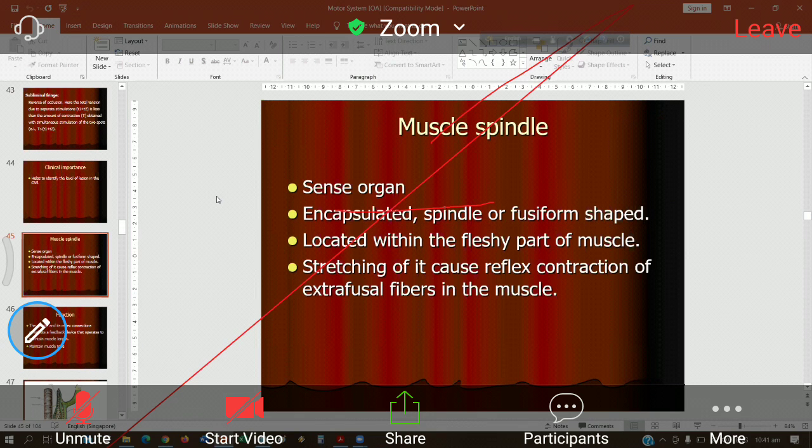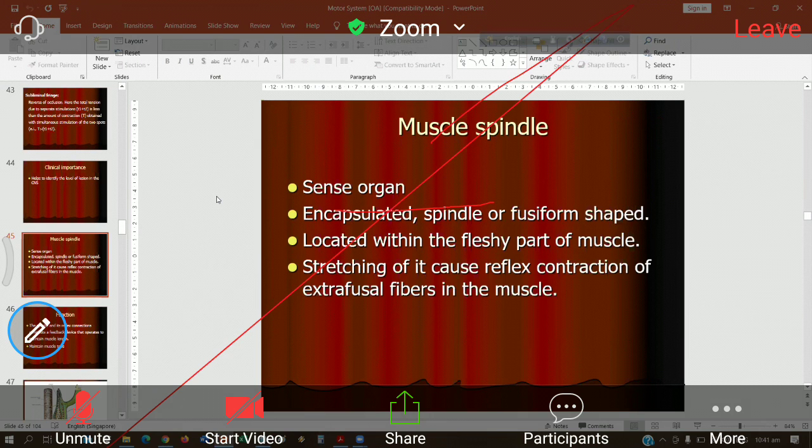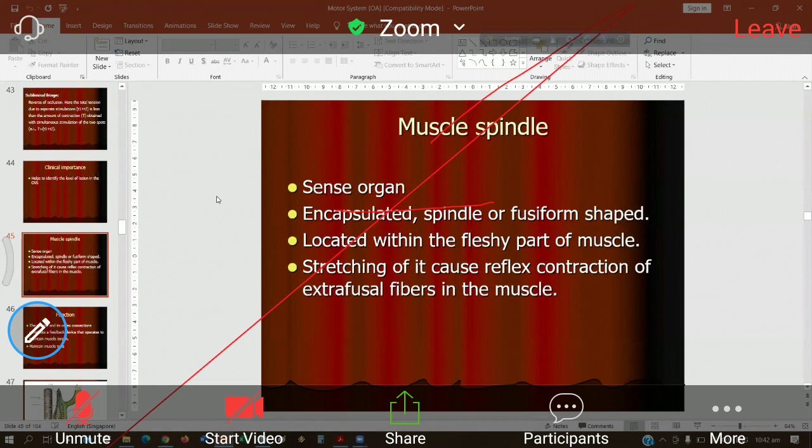But intrafusal fibers are very short. They do not span the whole length of the muscle. Because they are much shorter than the extrafusal fibers, they cannot span the muscle. They remain deep in the fleshy portion of the muscle, and they are innervated by different types of nerve fibers, both motor and sensory. There are gamma motor neurons innervating the intrafusal fibers of the muscle spindles. There are alpha motor neurons. There are sensory neurons, type 1 and type 2 sensory nerve fibers arising from the intrafusal fibers of the muscle spindles.